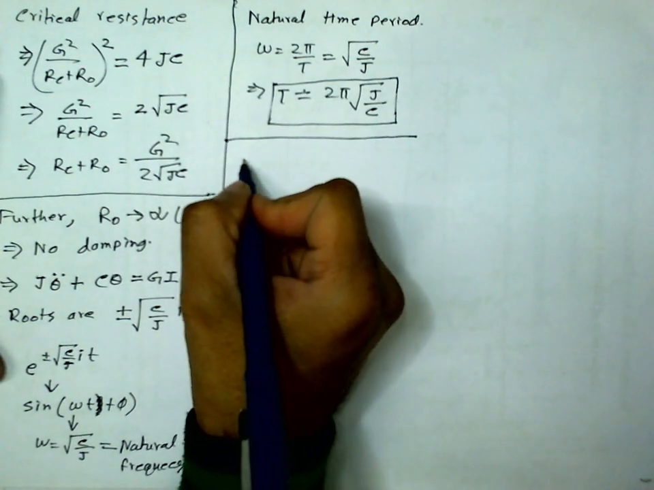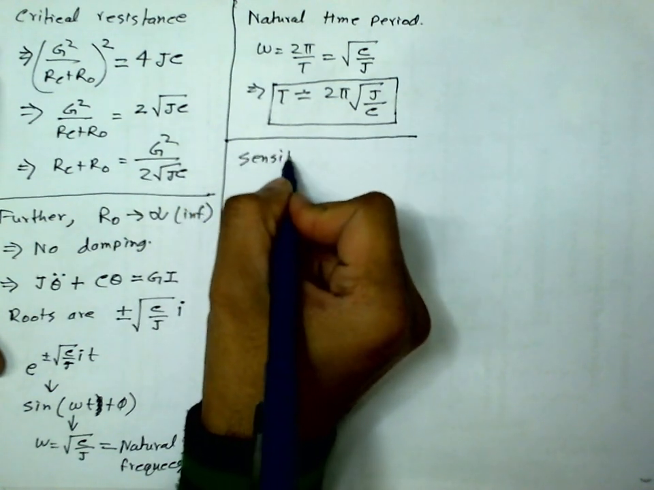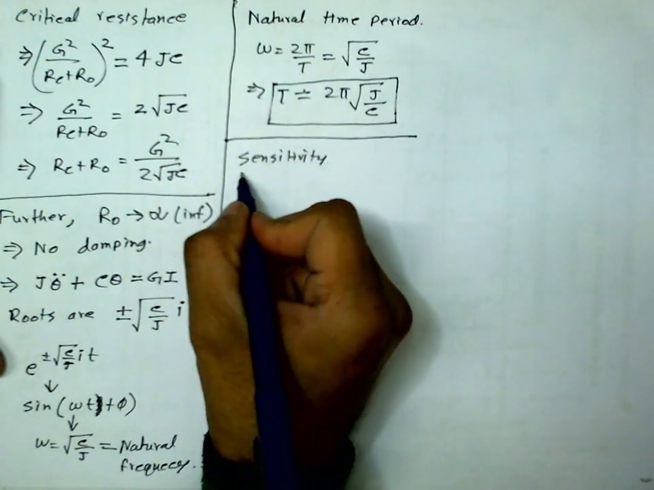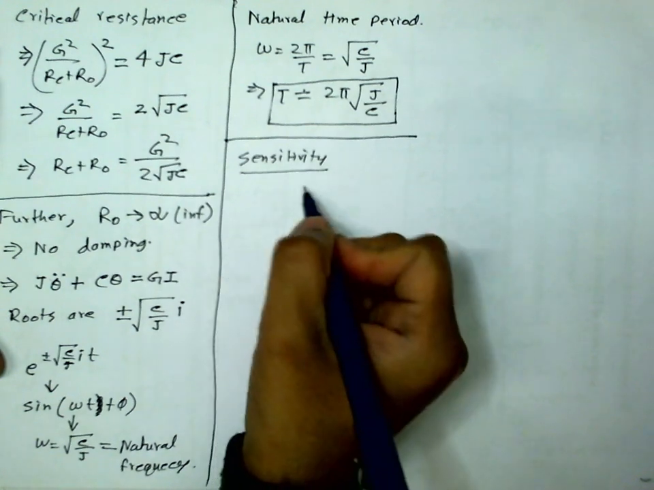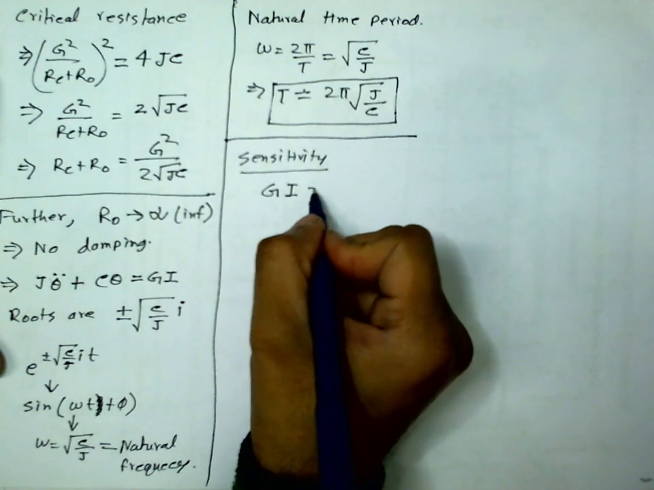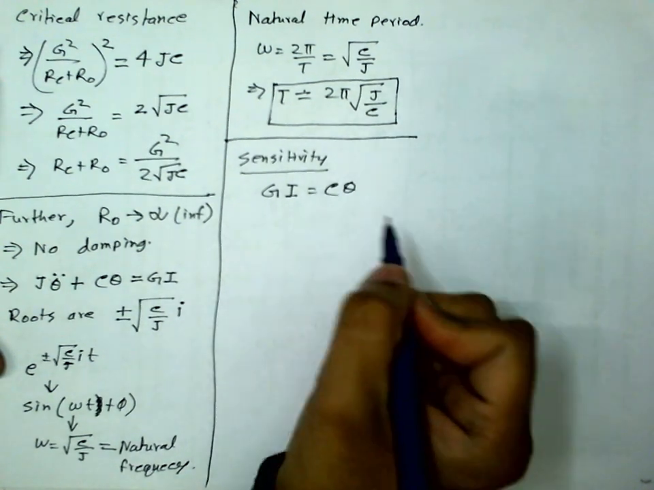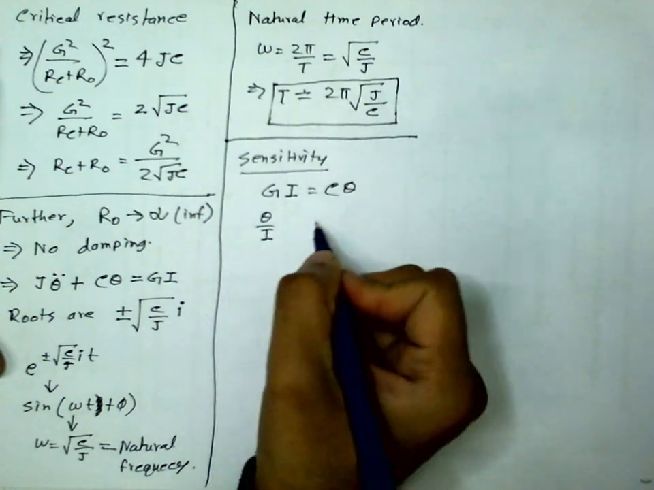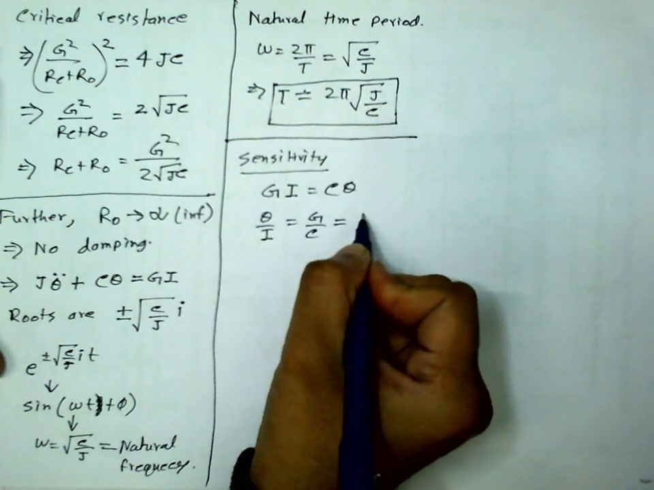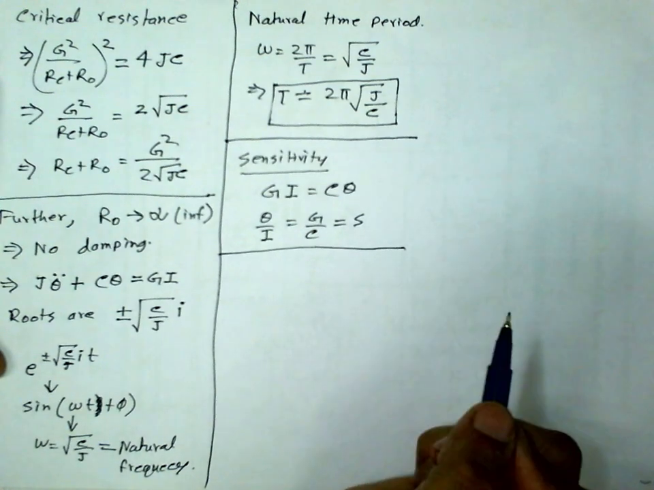Let us write the equation for sensitivity. We know that at equilibrium, at steady state, the electromagnetic torque Gi is equal to the restoring torque C theta, which implies theta by I, deflection per unit current, is equal to G by C, and this is the sensitivity.